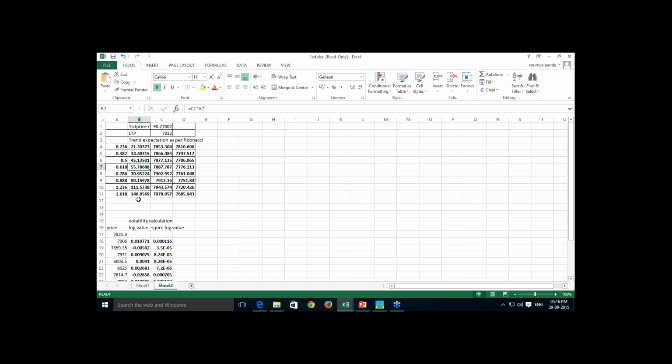So it is multiplied with those Fibonacci ratios to give you the Fibonacci price ranges. My reference point is 7832. I have added the Fibonacci price ranges to 7832 and got all the resistances on this side. Similarly, I have subtracted these Fibonacci price ranges from 7832 to get the support points.